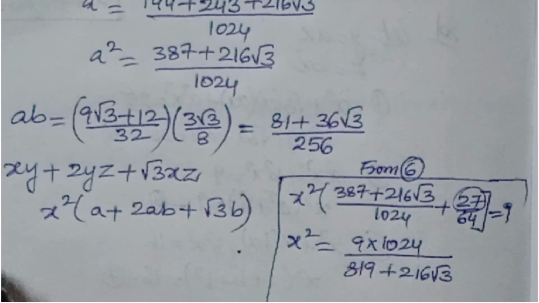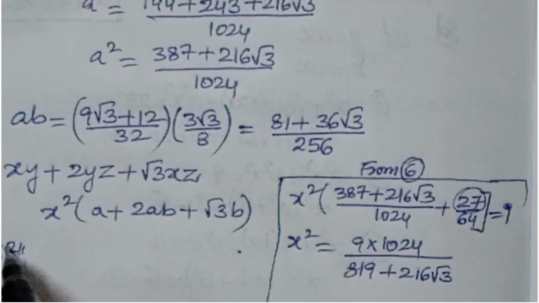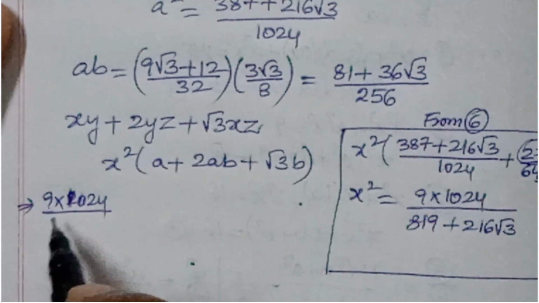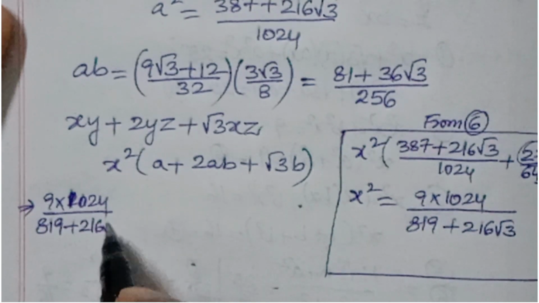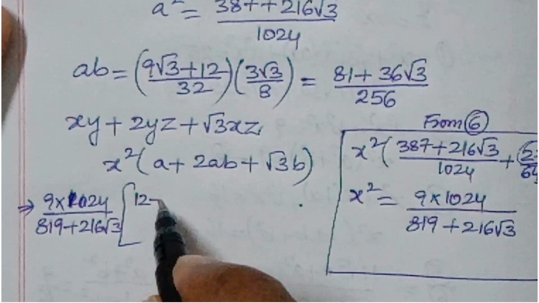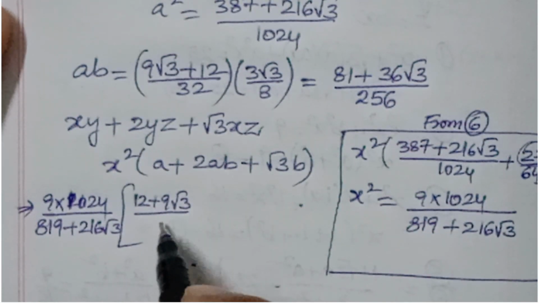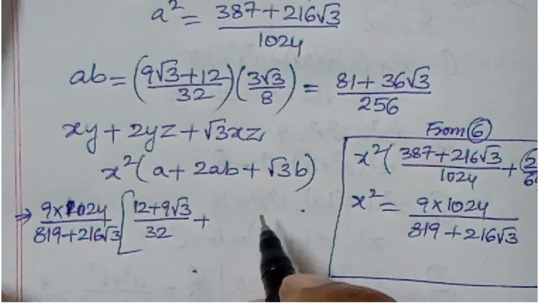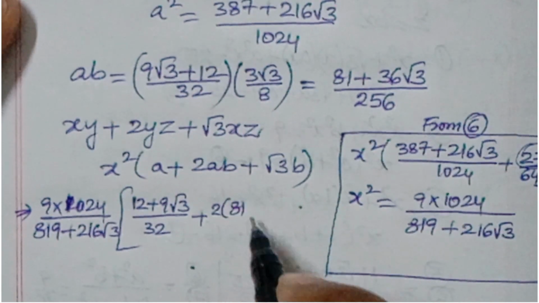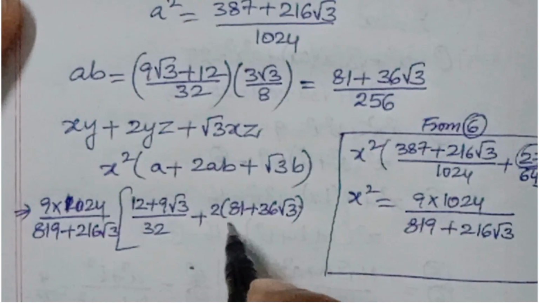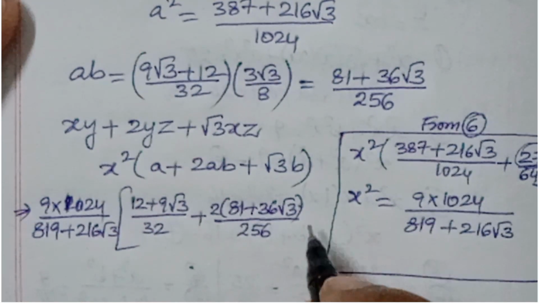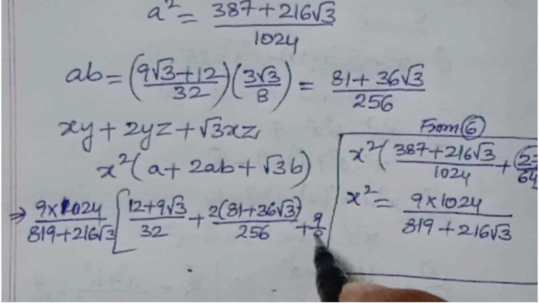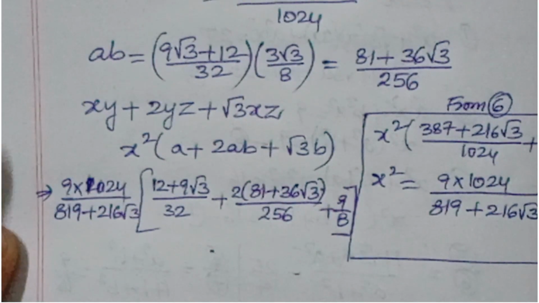Now I am substituting all the values here. X square value is 9 into 1024 by 819 plus 216 root 3, times (12 plus 9 root 3 by 32) plus 2ab. 2ab means here 2 into (81 plus 36 root 3) by 256, plus root 3b. So root 3b will be 9 by 8.